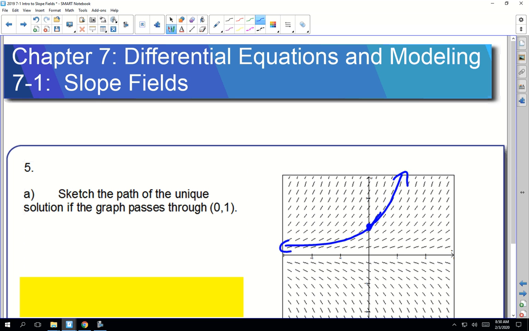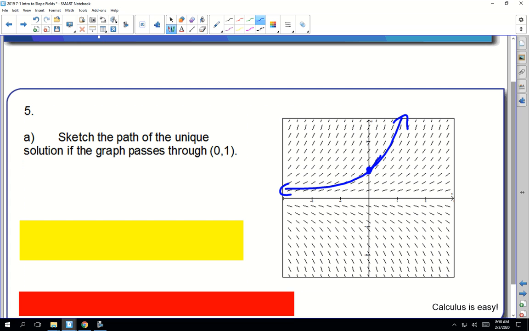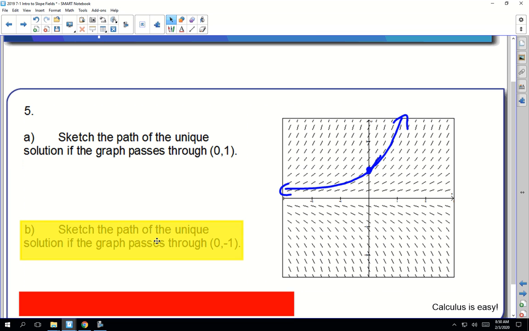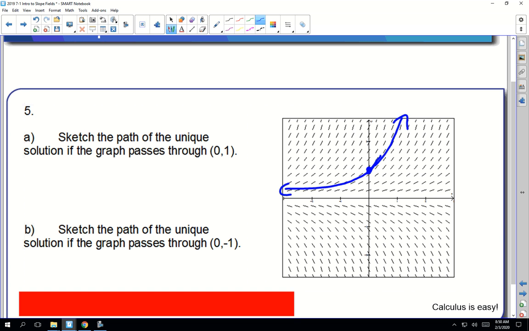Like that. You recognize that function? No. Let me draw the other one here. What about the path of the solution if it has to pass through (0, -1)? Here.